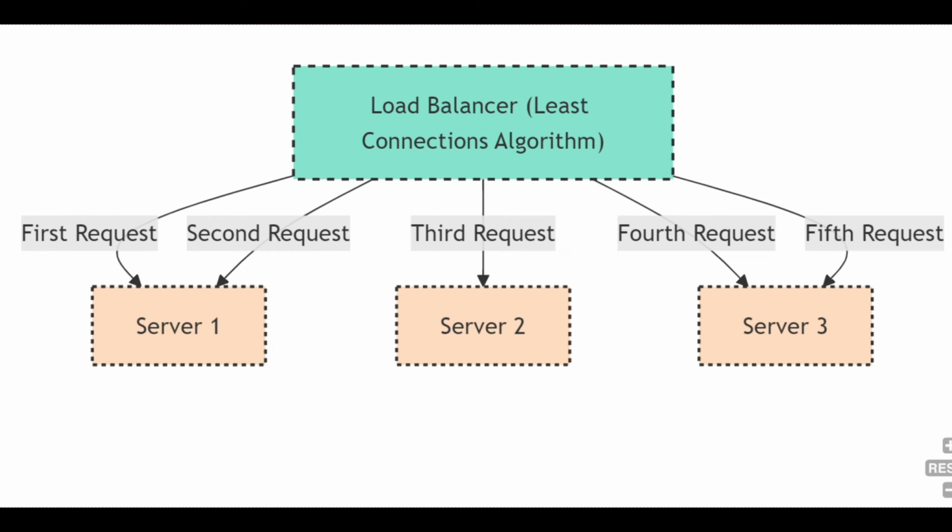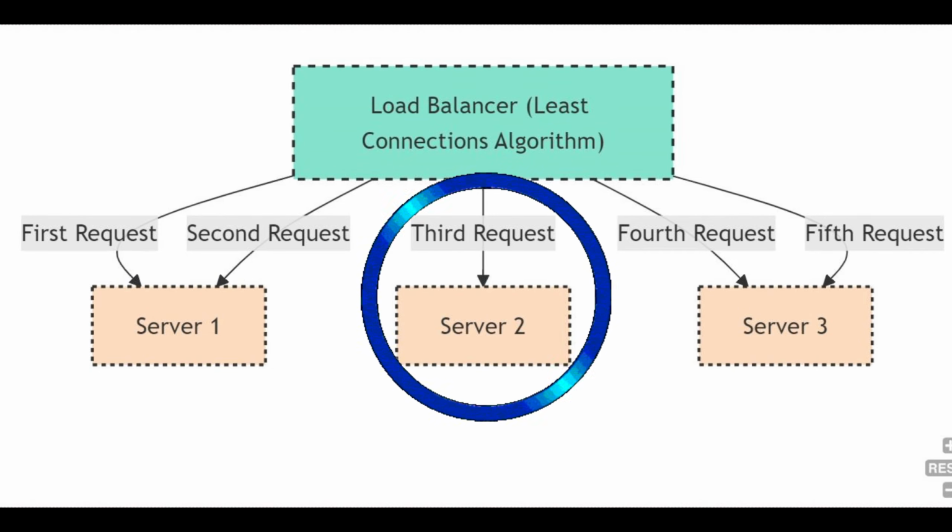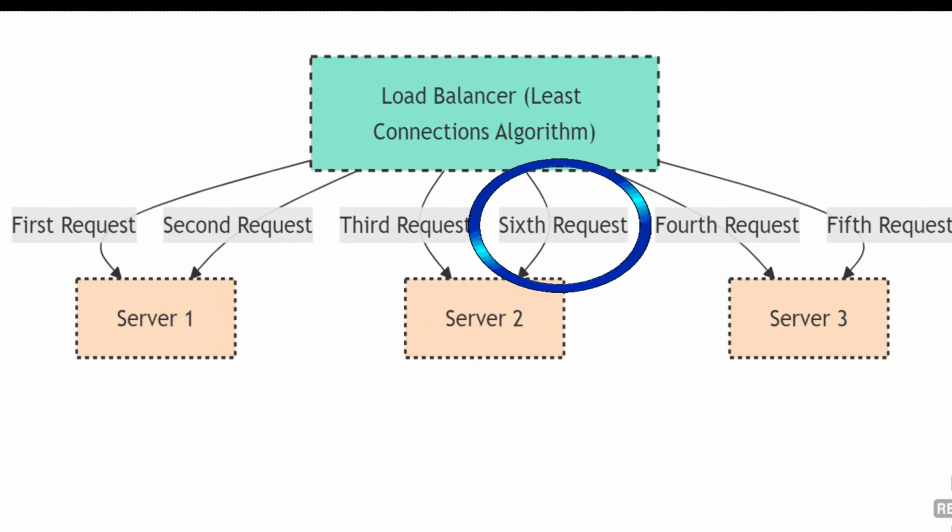The next algorithm is the least connection algorithm. In this, traffic is directed to the server with the least number of active connections. This approach is more dynamic than round robin because it considers the current load on each server and then routes the requests. This approach is useful when different tasks consume different amounts of server resources. It will ensure that no single server gets overwhelmed.